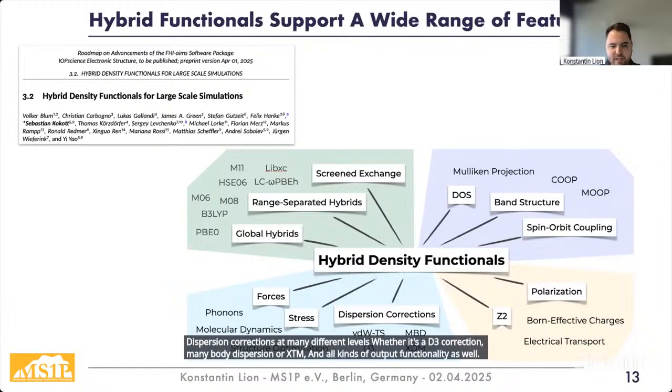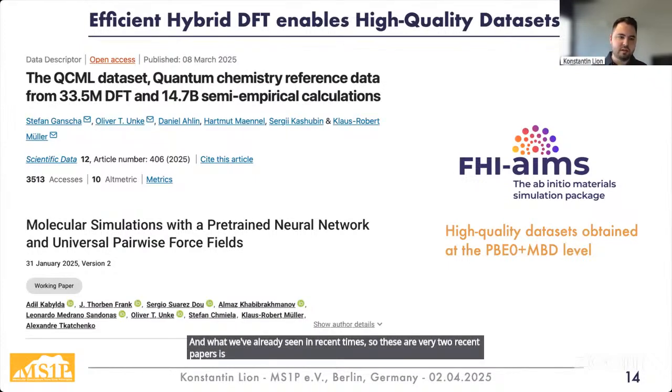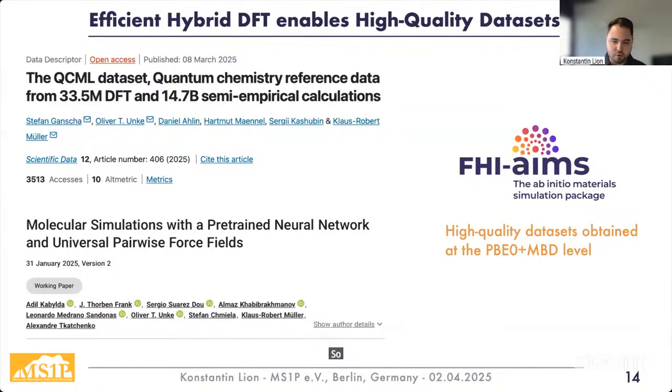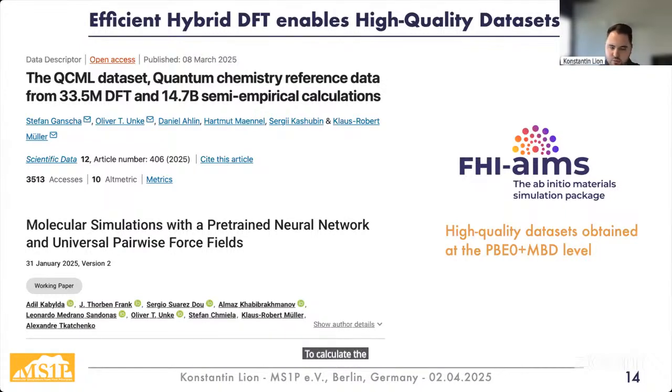And what we've already seen in recent times, so these are two recent papers, is that this now really allows other researchers to also create extremely high-quality data sets. So data sets currently, when used for machine learning, foundation models, and so on, are mostly based on GGA or GGA plus U level calculations. But we think now that with FHI-aims, this really allows also to do extremely high-quality, hybrid density functional quality data sets. So for example, both these papers have used PBE0 plus MBD to calculate the total energies as well as other properties. So MBD here is the many-body dispersion correction.